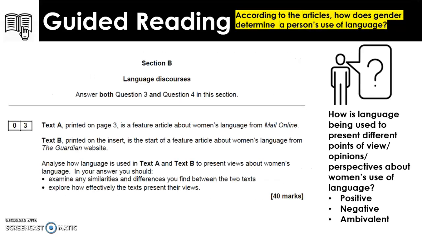Okay, my lovely. So this is how a question would look. So there it is, section B, language discourses. It says answer both question three and question four in this section. Now we're all about question three. We're not worrying about question four or question one yet.